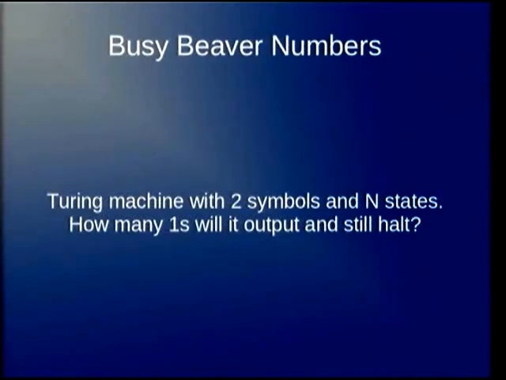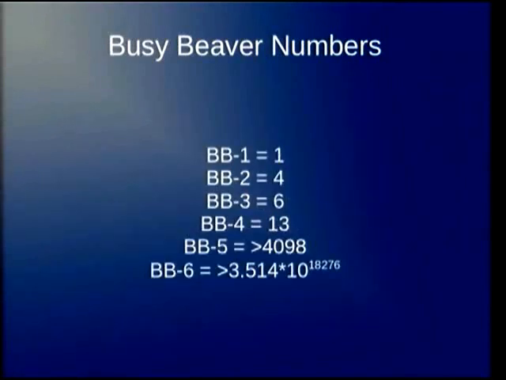The busy Beaver numbers are based on this: if we have a Turing machine with, let's say, 2 states, what is the largest number of ones that it will output and still finish? A couple of these have been computed. A 1-state busy Beaver is going to output 1. 2-state busy Beaver outputs 4. 3 outputs 6, 4 outputs 13.